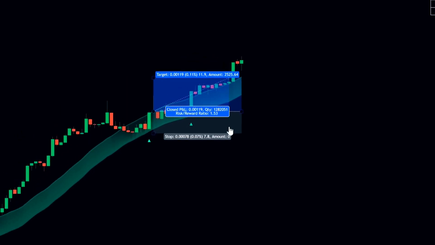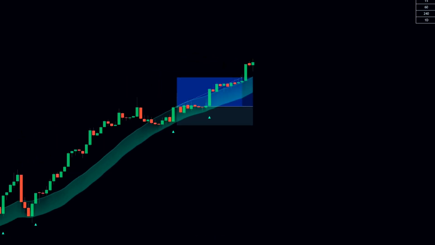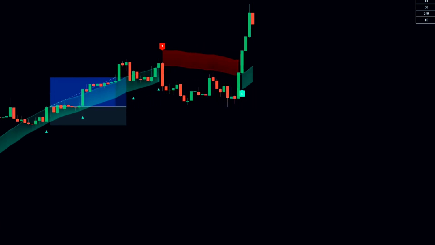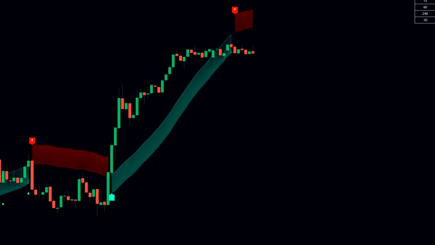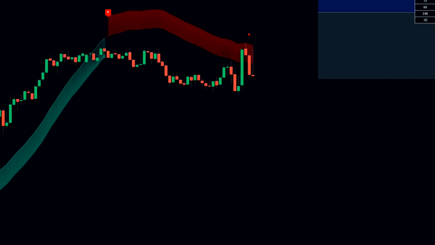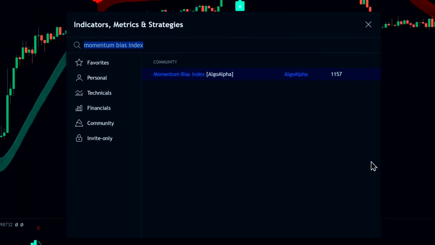For short trades, use the same logic, but in reverse: wait for a bearish mini arrow, confirm bearish trends, and set your stop loss and take profit accordingly. Another strategy is the momentum bias index. For this strategy, add the momentum bias index indicator by Algolfa.